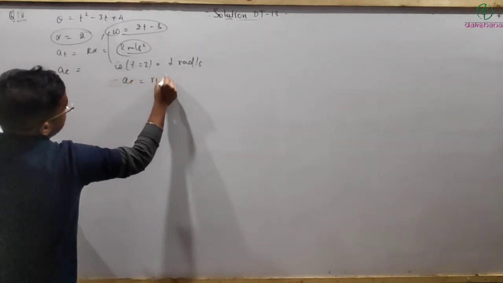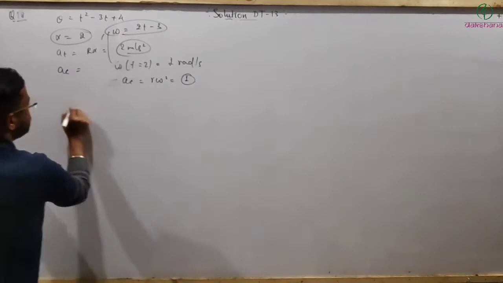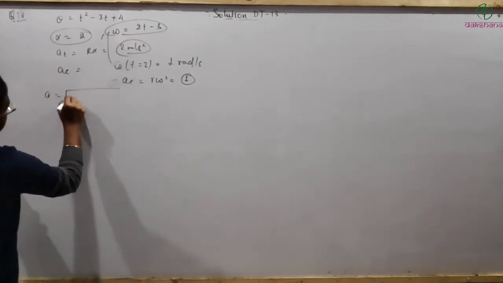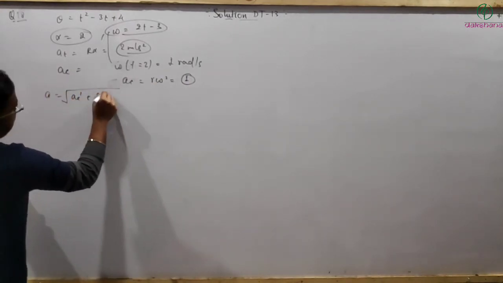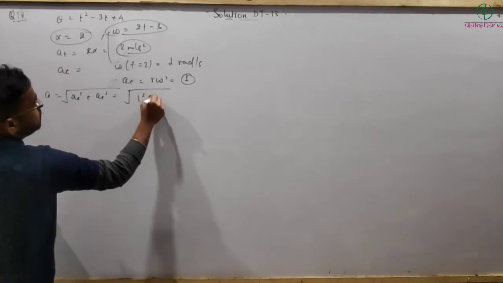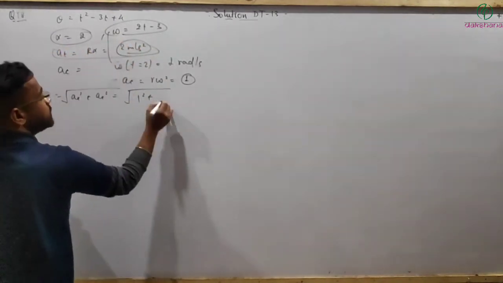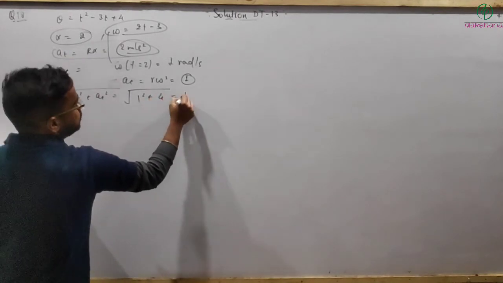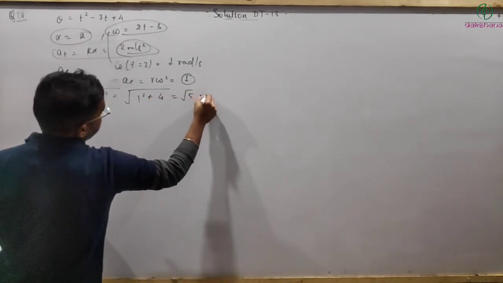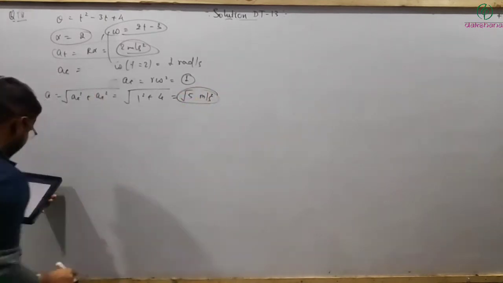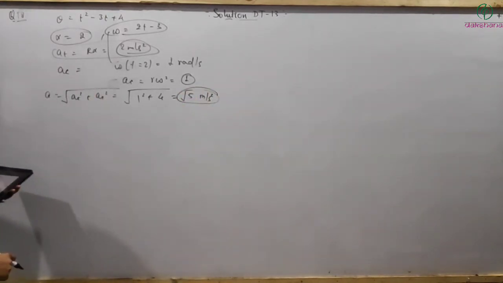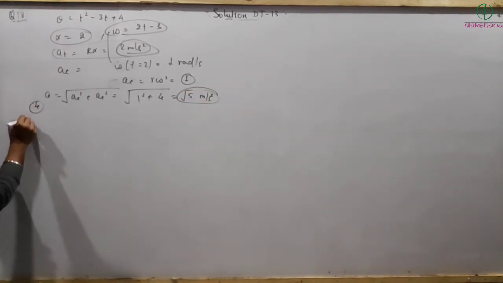Centripetal acceleration is equal to r omega square, that is equal to 1. So total acceleration is equal to root over ac square plus at square, that is equal to root over 1 square plus the tangential acceleration 2 square, that is root over 1 plus 4, equal to root over 5 meter per second square, which will be the total acceleration. That's matching with option number 4. Next, question number 19.